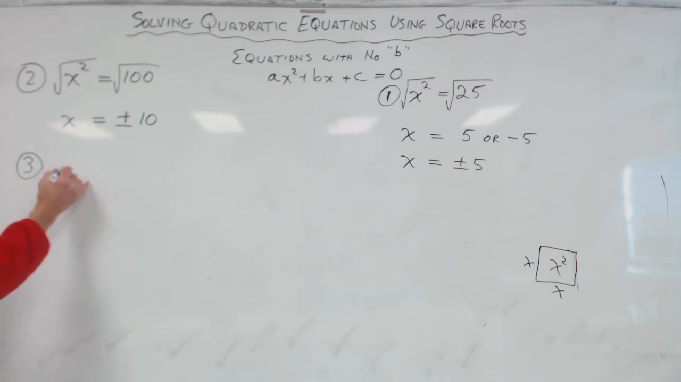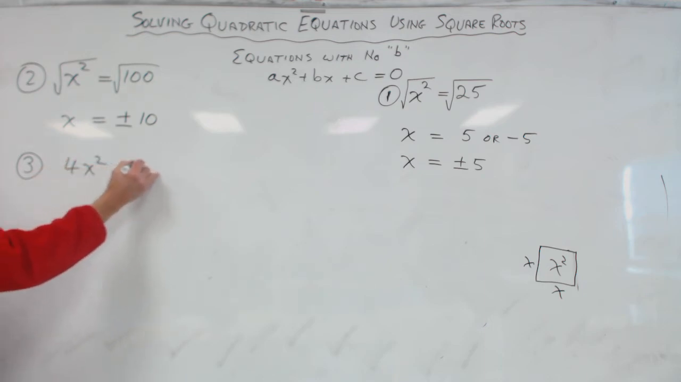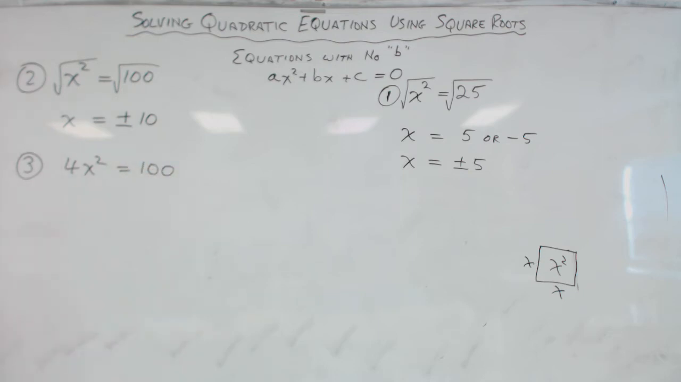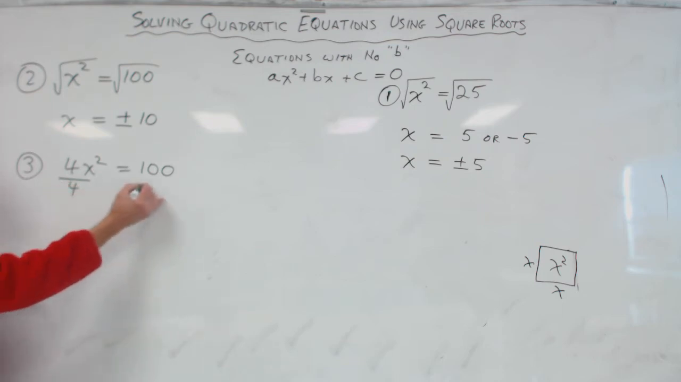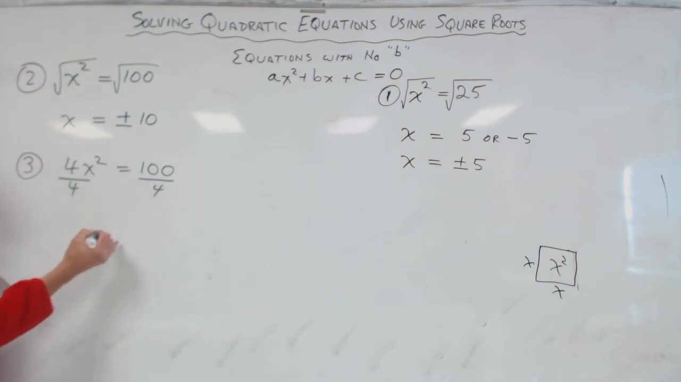How about I gave you 4x squared equals 100. Now, I could take the square root, but you don't want to do that. You don't want to take a square root on this side unless it just says x squared. Okay? So we're not going to take a square root yet. We always want to get the a equal to 1 if we can. How would I make a 1? Divide by 4, right?